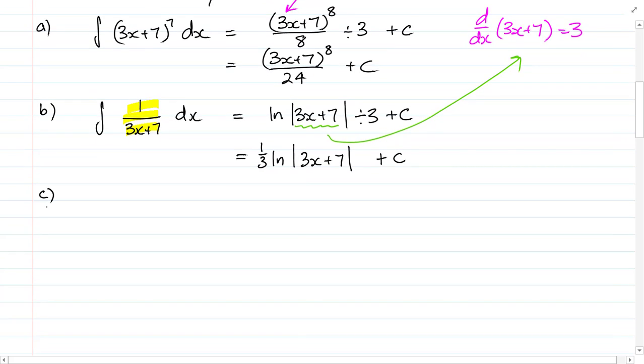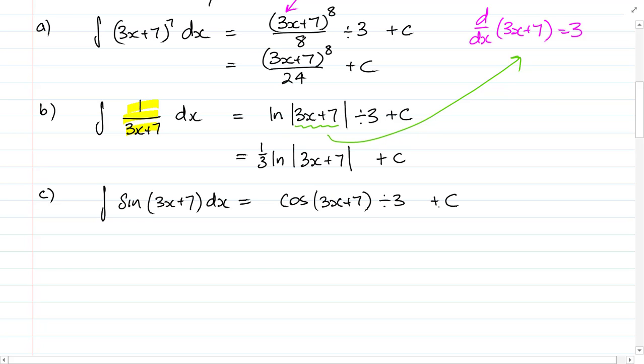And then question C, a third example. Let's say we were dealing with the integral of sine of 3x plus 7 dx. And I hope now that you're starting to see the pattern. So the pattern here is that we write this down using our standard integrals as cos of 3x plus 7, but we have to divide it by 3 again, plus c. And so it becomes 1/3 cos of 3x plus 7 plus c. And so that's our rule.